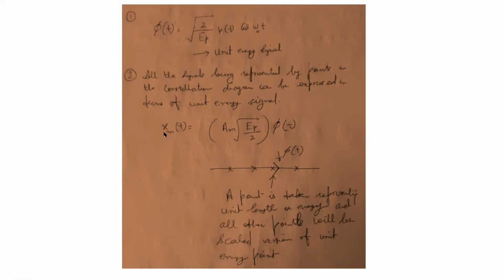This is the modulated signal for the PAM case. Let's say this is the origin and this is the signal point. This will be a unit length from the origin. Now, all the other signals will be expressed in terms of the basis function. So that's the idea basically. The modulated signal is expressed in terms of the unit energy signal. All right, so this is about pulse amplitude modulation.